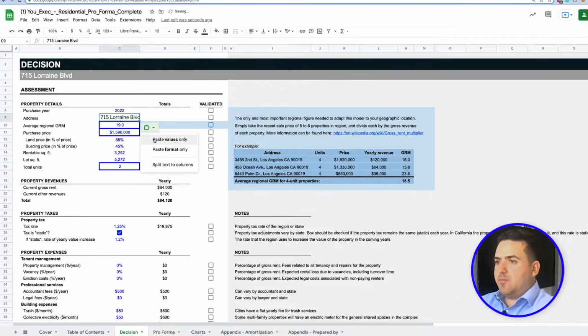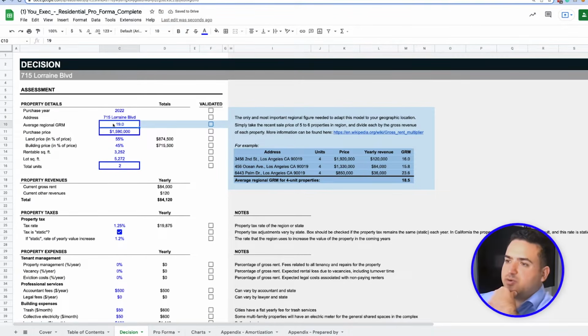And the first step to customize this spreadsheet to your region is to calculate the average regional GRM. Basically the GRM is the price divided by the yearly revenue of a number of similar properties in your region. So in this example, we take the price of this property, we divide it by the expected yearly rental revenue, and the GRM might be 16. For this other property, the GRM is 15, and you might do 5 or 6 properties, and then you average those GRMs to find your regional GRM.